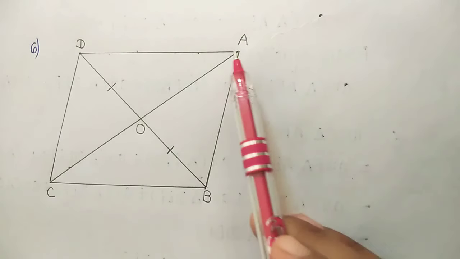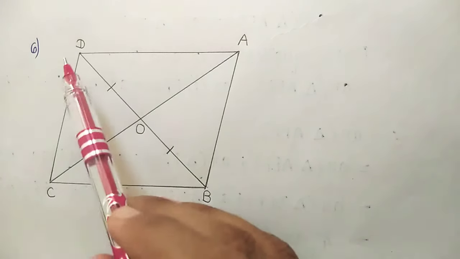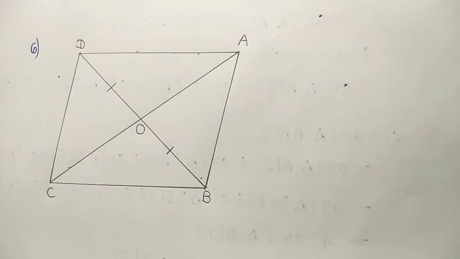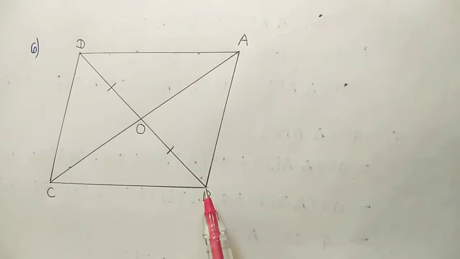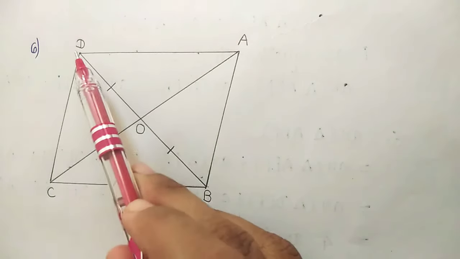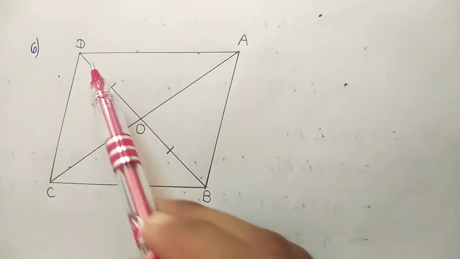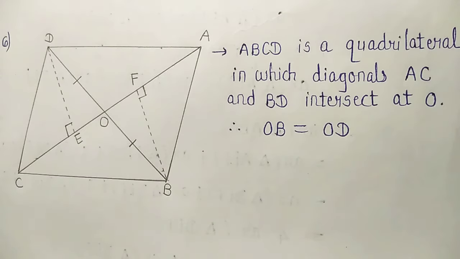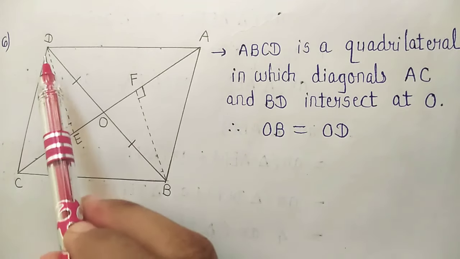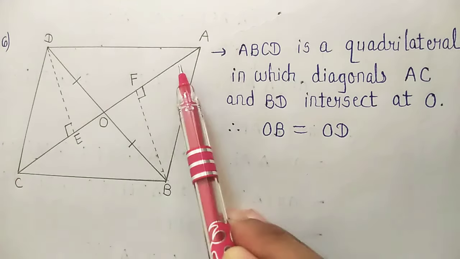If AB is equal to CD, then we have to show three things. Now AB is equal to CD is given. A hint is given: from D and from B, draw perpendiculars to AC. So from D and B we will draw perpendiculars on this diagonal AC. So we will draw two perpendiculars. One is DE on AC.